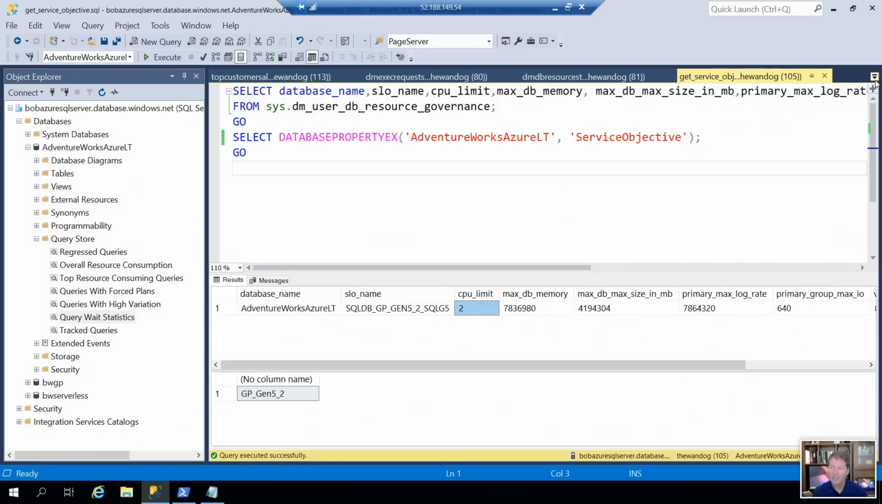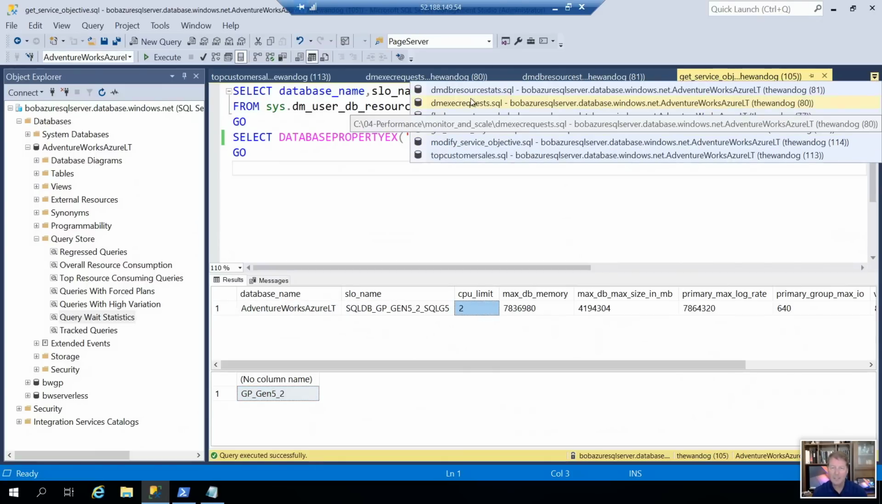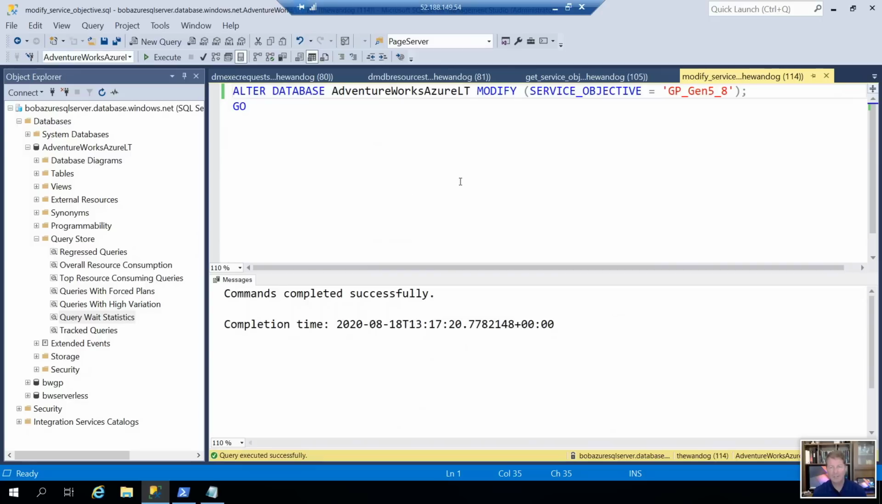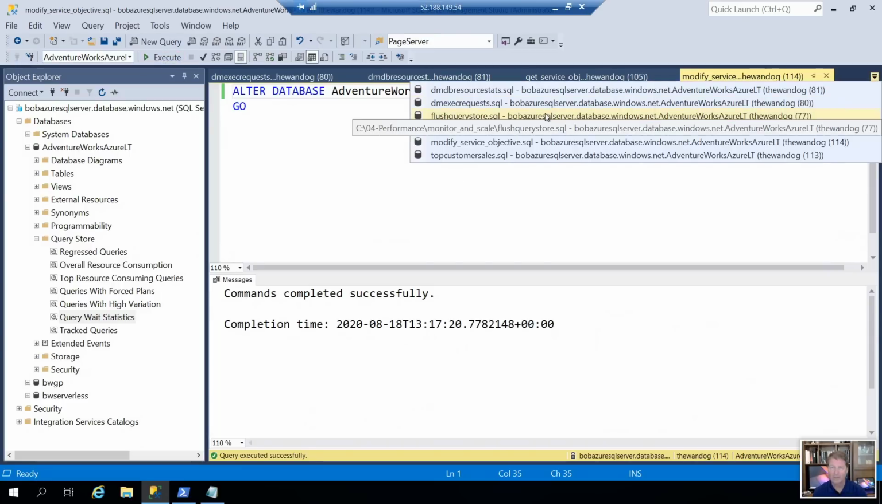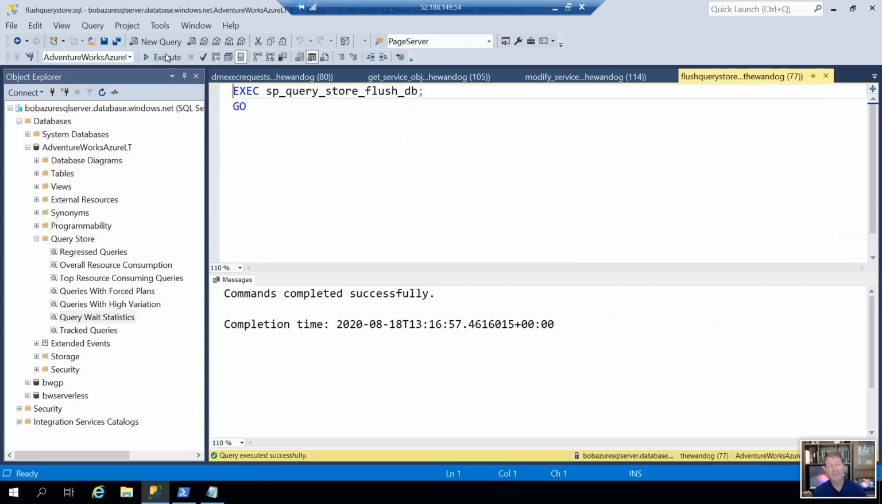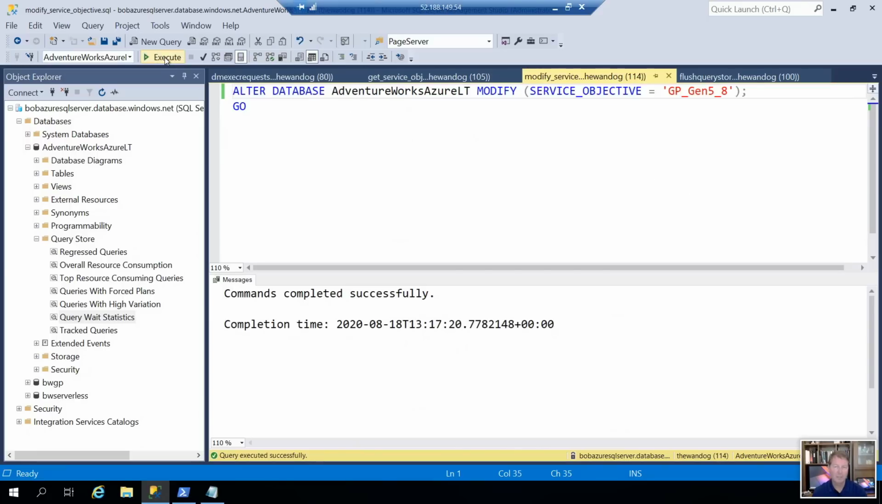So what I can do is come over here and use ALTER DATABASE. We've enhanced ALTER DATABASE in Azure only to change this service objective. So I'd like to go to the same general purpose, Gen 5, but I'll go to 8 vCores. But before I do that, I'm going to flush the query store. I want to make sure that anything in memory for the query store is going to be seen, so when I show these reports, you can see the differences. Okay, so I'm going to alter database. I'm going to run here.